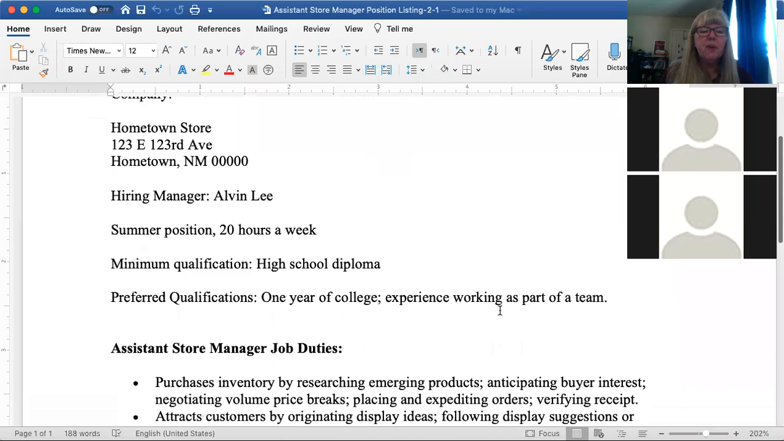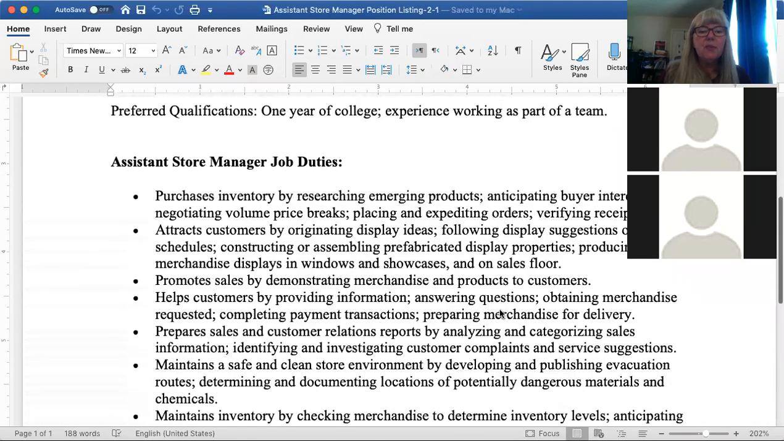Okay, so I wanted to show you how we can look at a job description and use that as a way of determining what it is we're going to include. Okay, so. And that is not going to open. Okay, let me go back over here and find a different way of doing this. Okay, so we have this position description for an assistant store manager. Okay, so we'll scan through here and we'll look for different things.